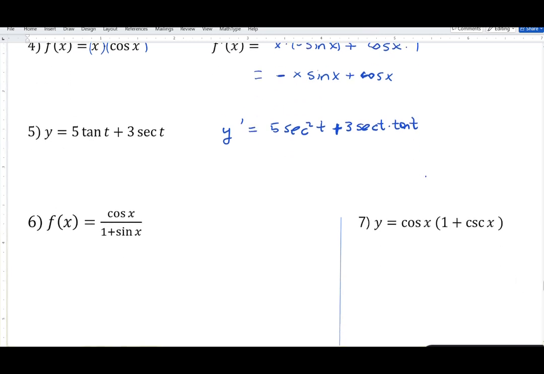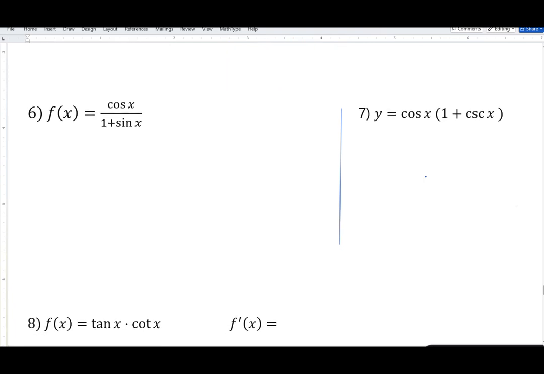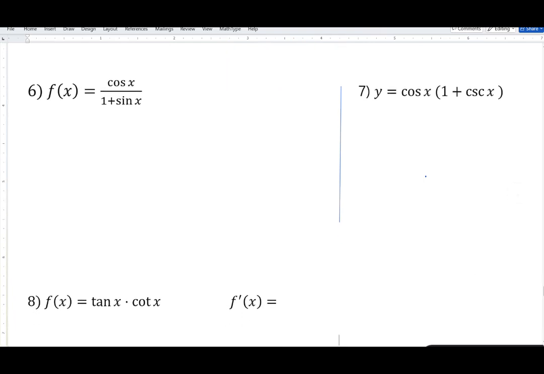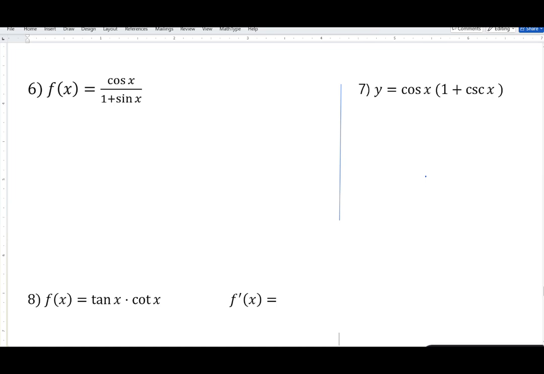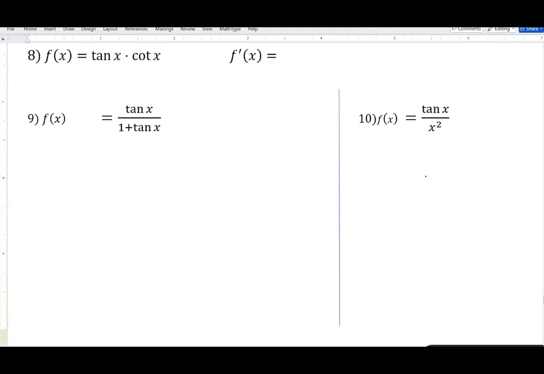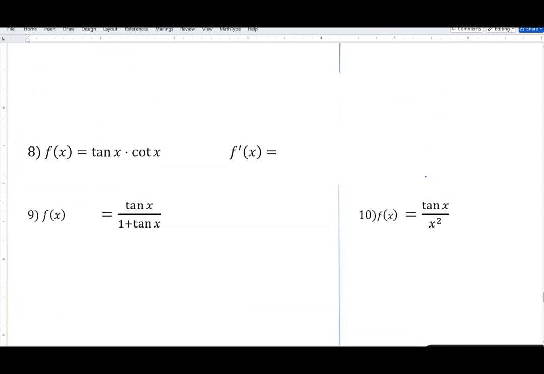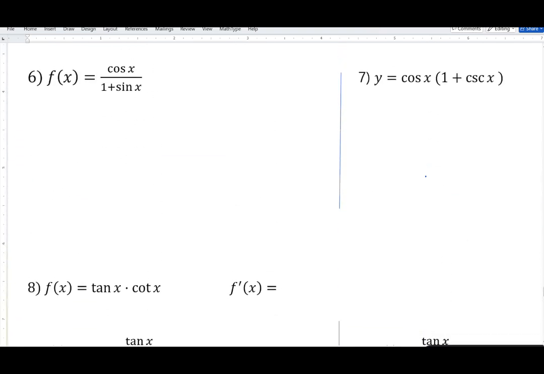All right, the next few are going to be a little bit more challenging because again, we're getting into quotient rule, product rule, and we may have to remember certain trig identities to simplify some of our answers. So for example, let's take a look at cosine over 1 plus sine. That's number 6. For that one, if you said quotient rule, you're absolutely correct. We're going to apply the quotient rule. Take the lower quantity times the derivative of the higher, which is negative sine. Remember there's a minus sign for the quotient rule, minus.